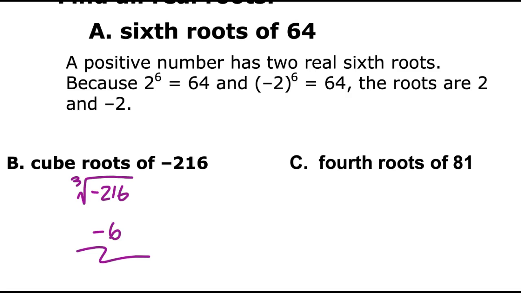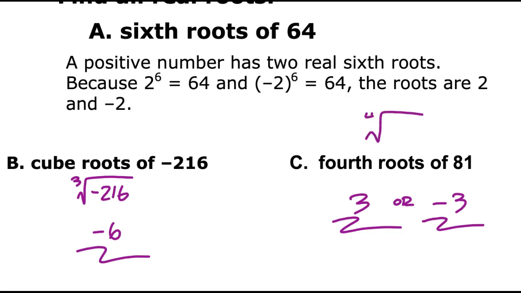Fourth root of 81. 3 times 3 times 3 times 3. 9 times 9 is 81, and 3 times 3 is 9. So 3 times 3 times 3 times 3 is 81. That's a positive. Oh, you could have a negative too, couldn't you? Kind of like when we solve by taking the square root of both sides, and we have to consider the positive and negative root, plus or minus. Kind of like that. You can't take the fourth root of a negative. That's what I was saying.